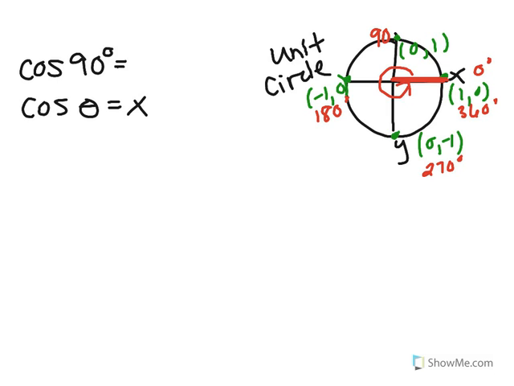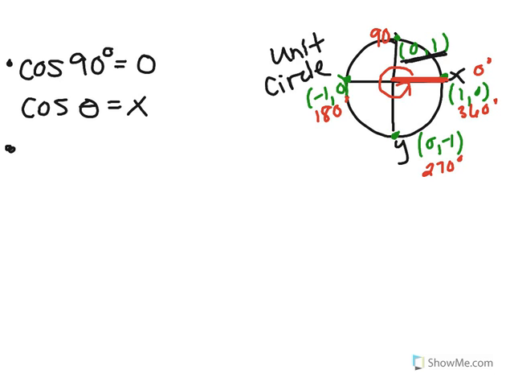So when I look at this problem, it says, what's the cosine of 90 degrees? Well, if I look at this picture, up here is 90 degrees. So what's the x value? And if I look right here, it shows me that the x value is 0. So that's how I do that.